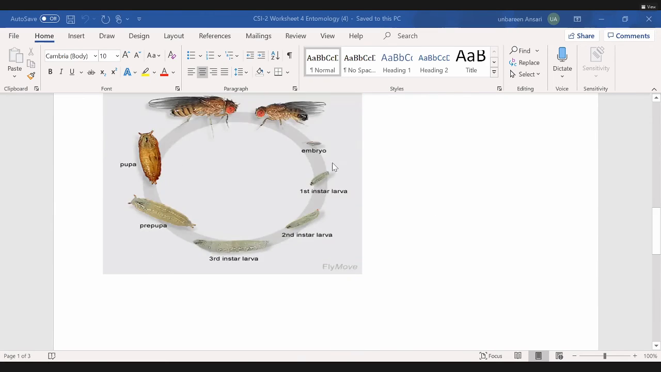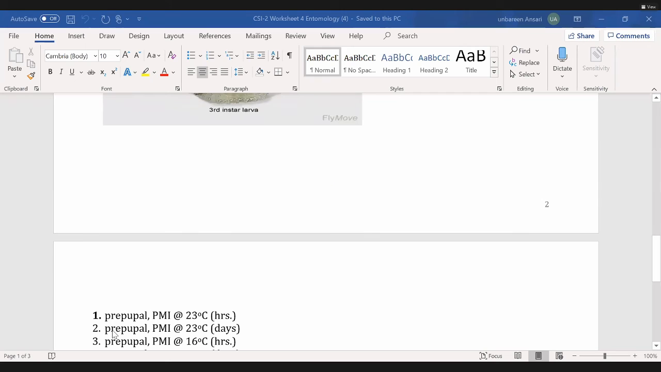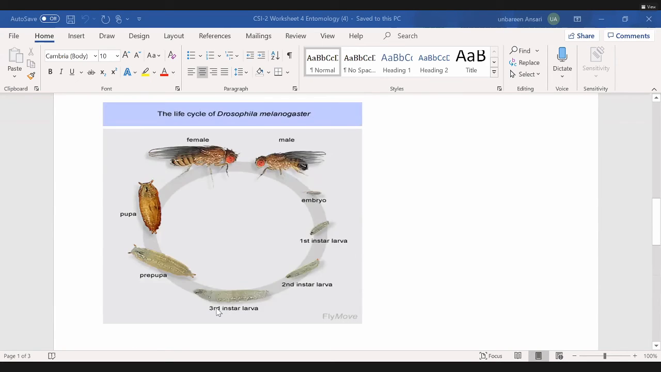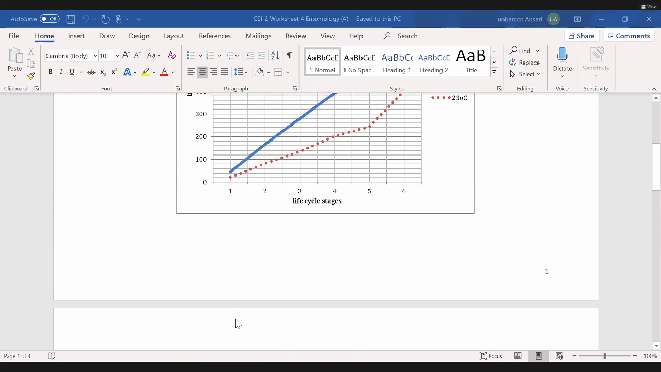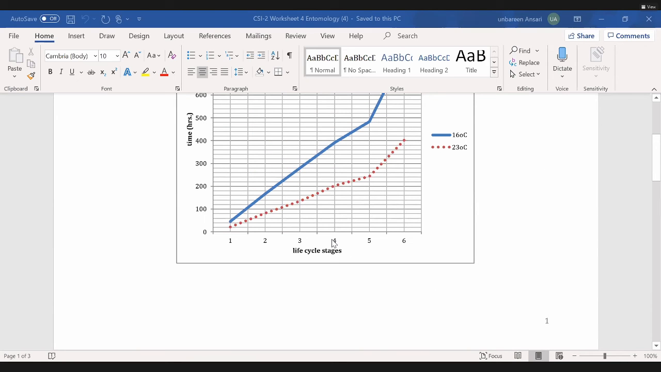Okay. The first question asked is, for the prepupal postmortem interval, what is it at 23 degrees, how many hours? So we have prepupal. Prepupal is number 4 at 23 degrees, so it's the red dotted line. I'll draw an imaginary vertical line over here and then an imaginary horizontal line to the y-axis. How many hours does it take for the prepupal stage to develop?